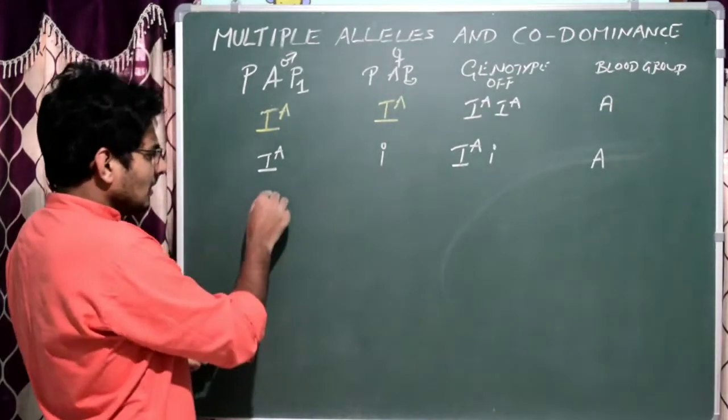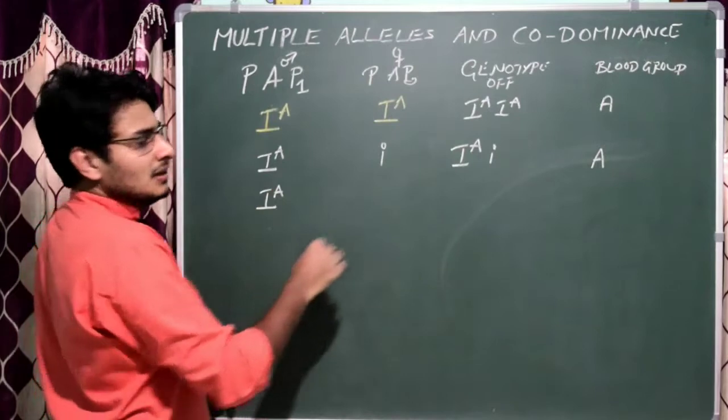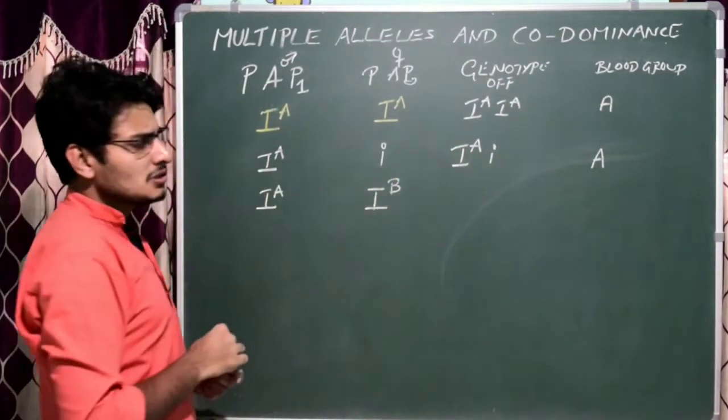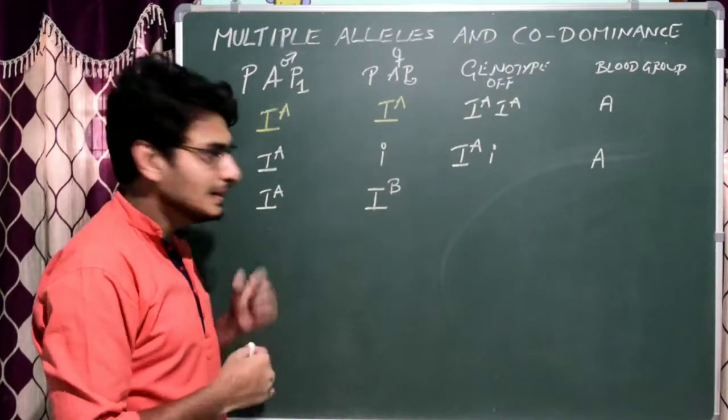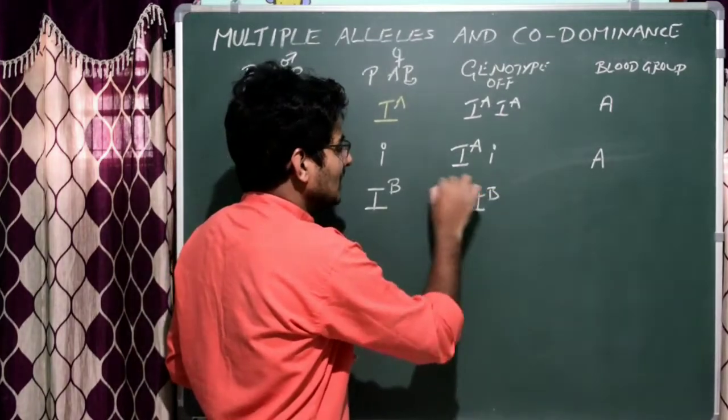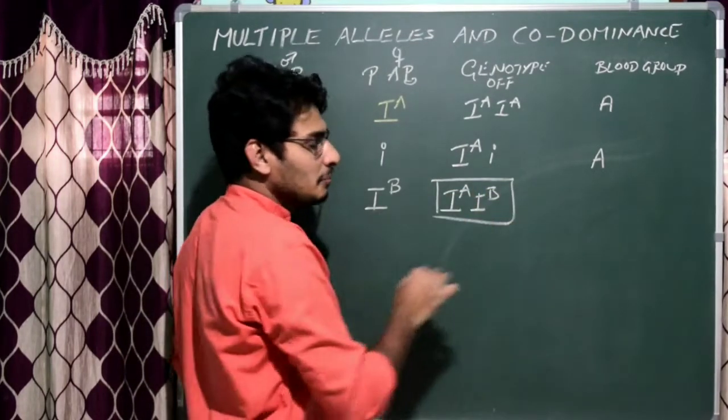Then again I will write IA. Now if the mother gives allele IB, then here you see both IA and IB as the genotype. Here the blood group is AB.